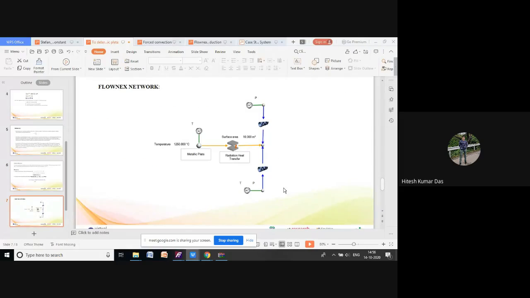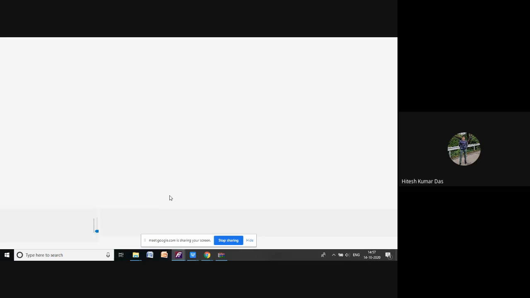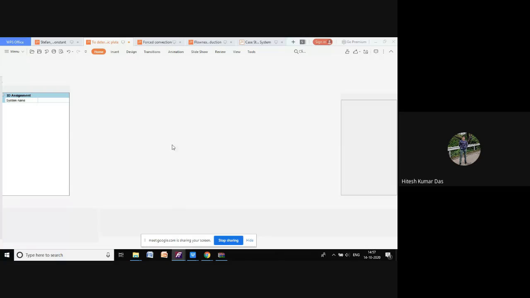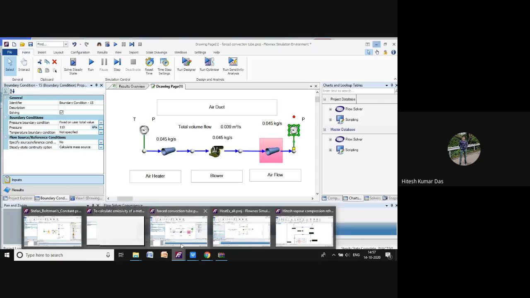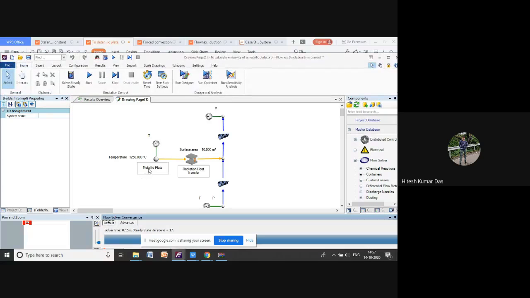This is the Flownex network. It will look like this. Next we'll go through how we have created the same network here. This is the network. You can see the metallic plate.